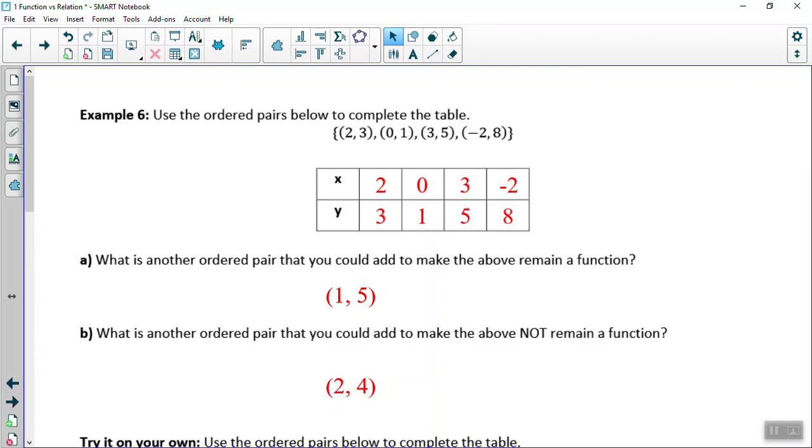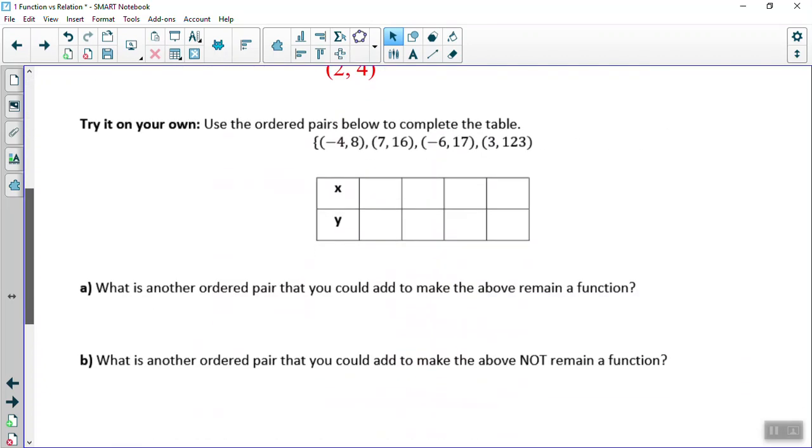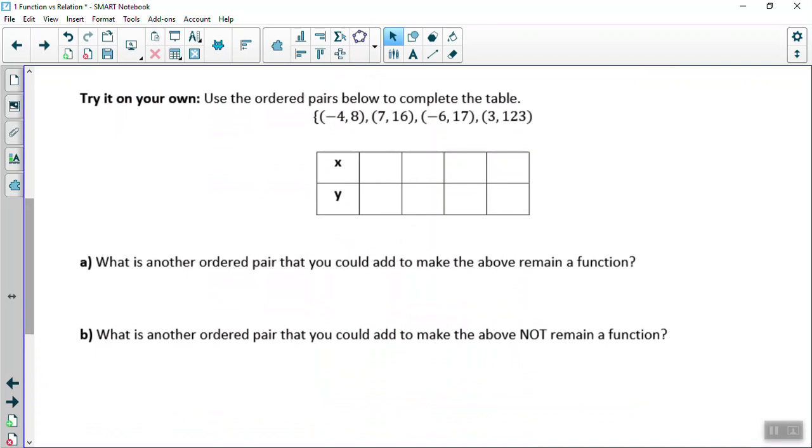Okay? Doesn't matter what y value I pick, I just need my x value to repeat one of the ones up here. All right, I want you to go ahead and try on your own with this one. Take your ordered pairs, place them into the table, and then answer these 2 questions below. Go ahead and pause the video now. All right, let's move on.